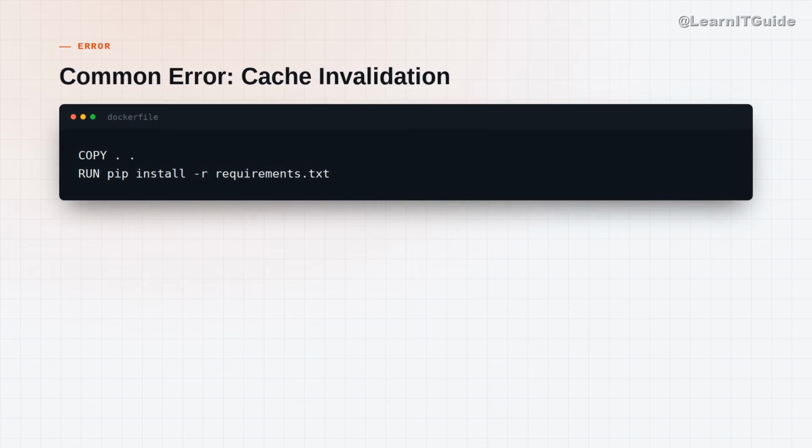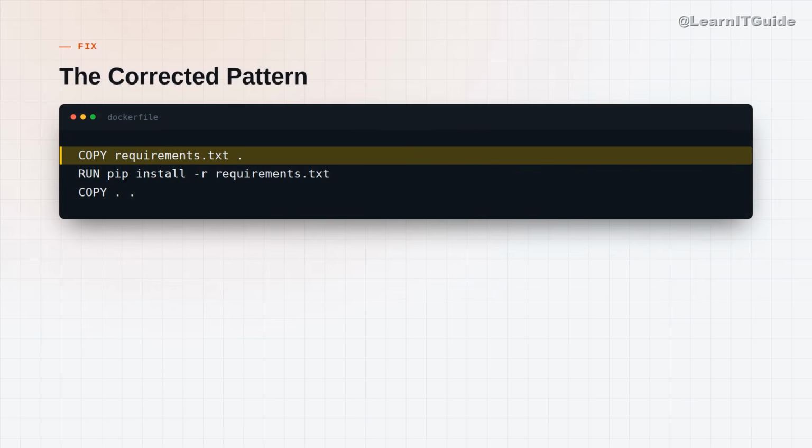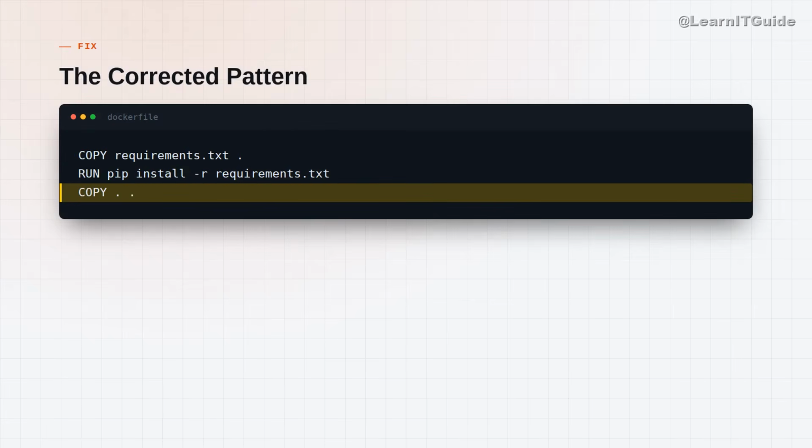So what is the common mistake here? If you copy your entire project folder before installing dependencies, any minor edit to a README file or a test script will invalidate the cache for the entire dependency install. This is the number one reason for slow builds. It forces Docker to rerun your entire dependency installation every time you save a file. The fix is simple. Copy the requirements file first, install them, and then copy the rest of your application code. Now, your dependencies are only reinstalled if the requirements file itself changes, which is exactly what you want.